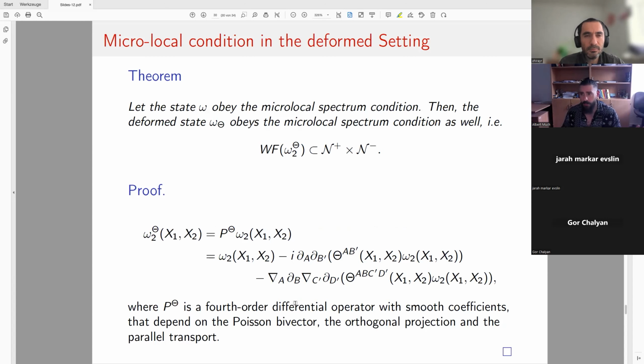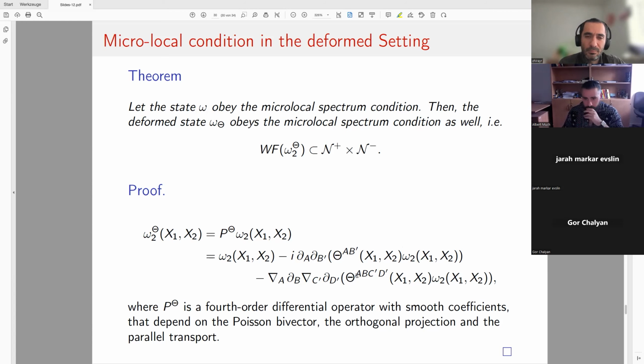Okay, and now I can get to my final result, basically. If the state omega obeys the micro-local spectrum condition, which means that it's Hadamard, then the deformed state obeys the micro-local spectrum condition as well. And the reason is a one-liner. You can think of the kernel of this paper as exactly this one line. The deformed 2-point function I can write as a differential operator of 4th order with smooth coefficients, as I have proven.